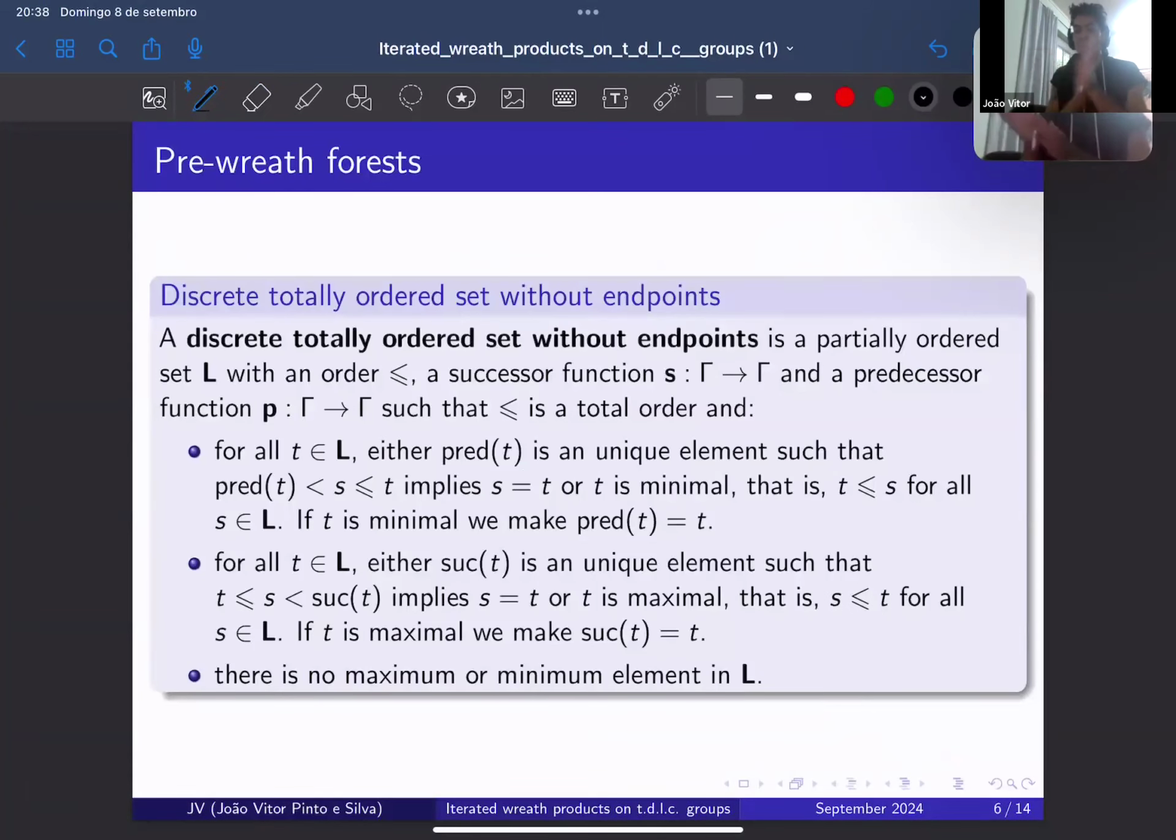And to go to the more general case, what I want is what we call a discrete totally ordered set without endpoints, which is a partially ordered set with some order and a successor function. So you can go forward 1 step, a predecessor function, you can go back 1 step, and your order is also a total order, so everything is comparable as well. And here are just the properties that you expect from predecessor and successor. So there is no end. You can always go forward, there is no end forward, there is no end back. And you don't have maximum or minimum elements, so you don't have endpoints in this case.